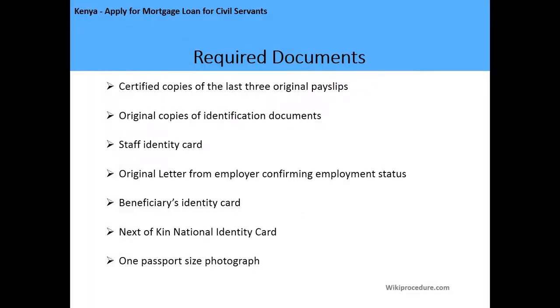The required documents: you need certified copies of the last 3 original pay slips, certified copies of identification documents, staff identity card, original letter from employer confirming employment status, beneficiary ID card, next of kin identity card, and 1 passport size photograph.